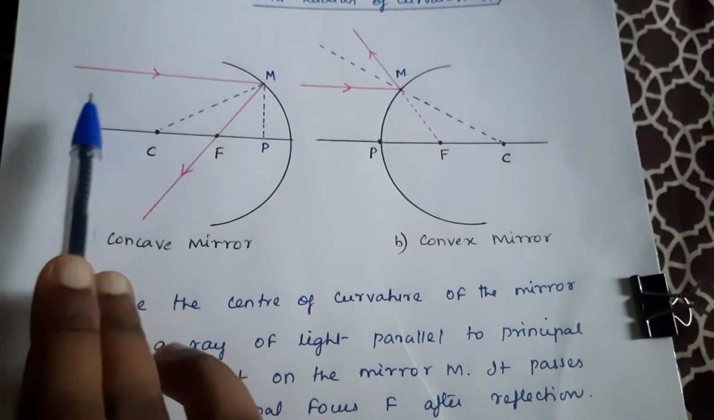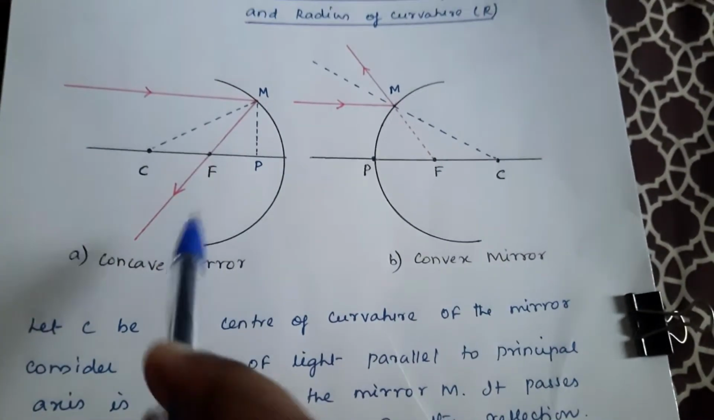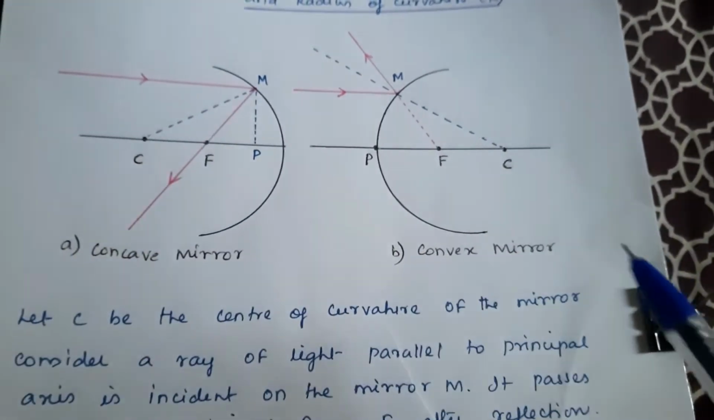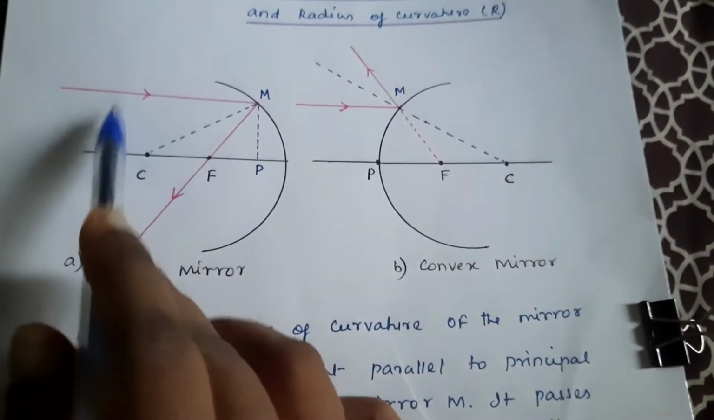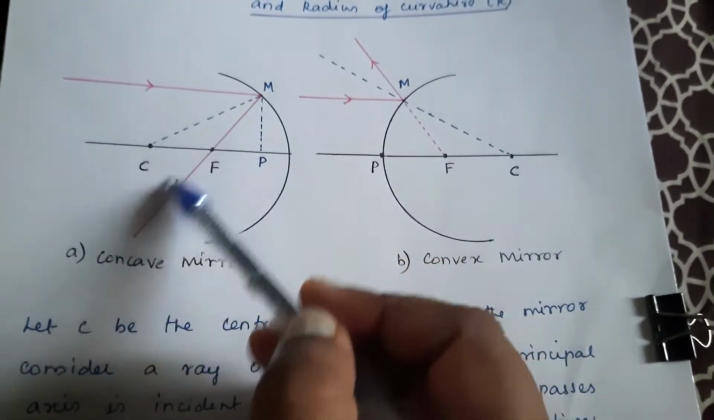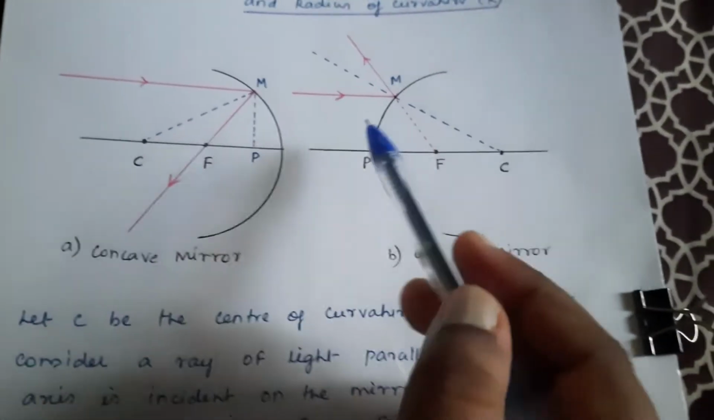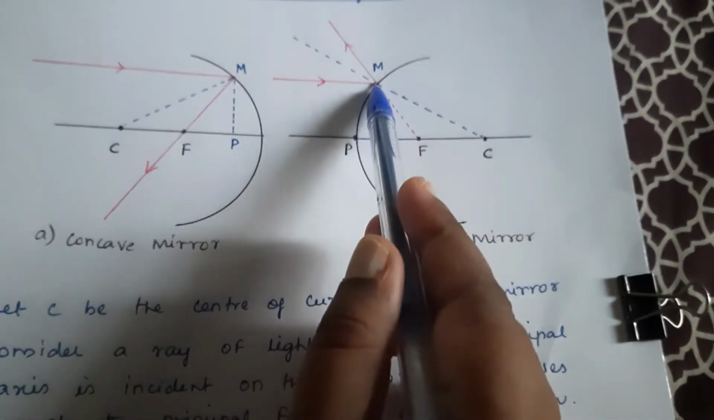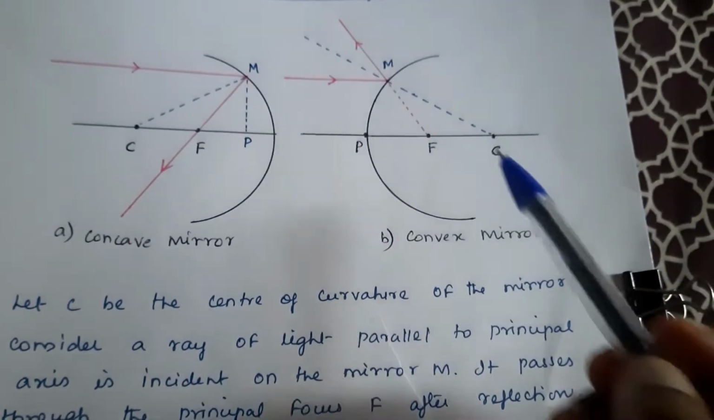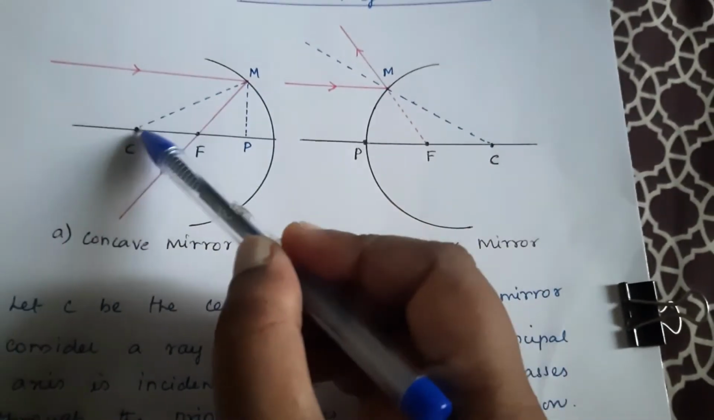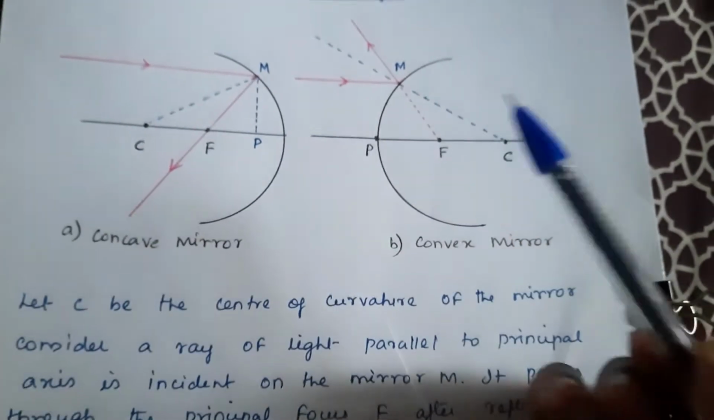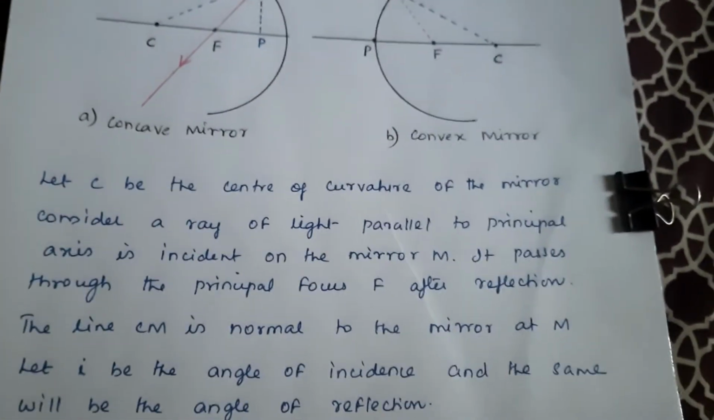Consider a ray of light which is parallel to the principal axis. This is your principal axis and this is the ray which is parallel to it. After reflection from the mirror at the point M, it passes through the focus. The line CM, which I am extending from C to M, is normal to the mirror.